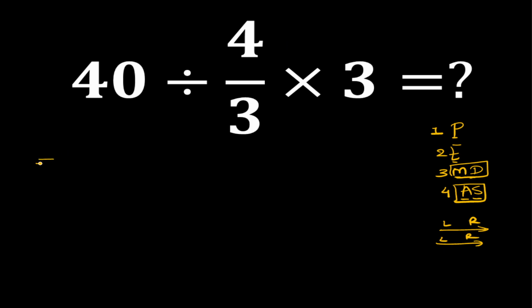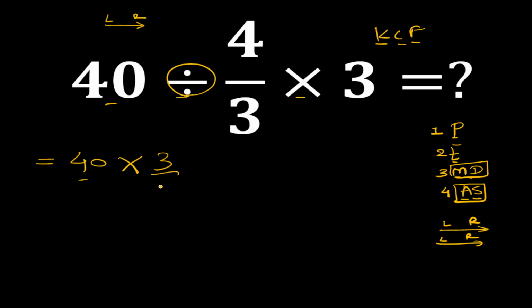So in this question, first we have division and then multiplication. Both have equal priority, so we have to solve it from left to right. So now 40. According to the KCF rule, K means keep the first fraction as it is, that means 40 stays the same. C means change the sign from division to multiplication, and F means flip the fraction: 4 upon 3 becomes 3 upon 4, right? Times 3. Now cancel: 40 divided by 4 is 10.